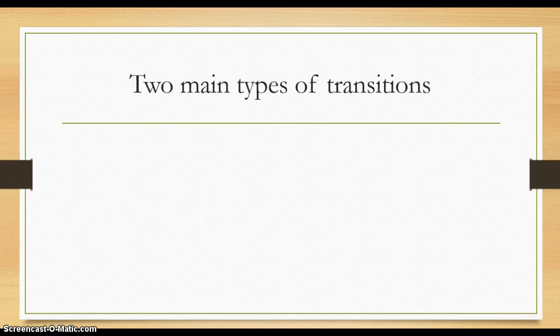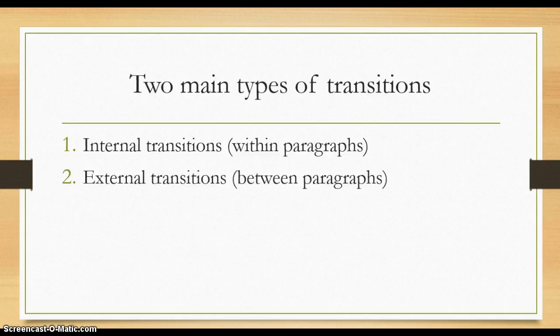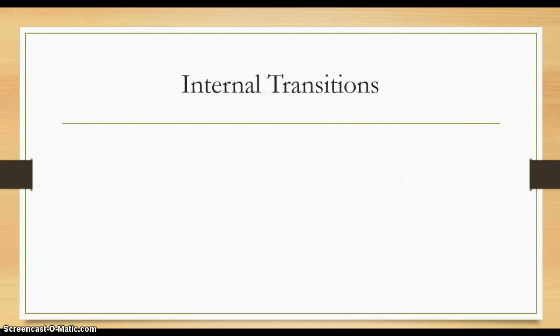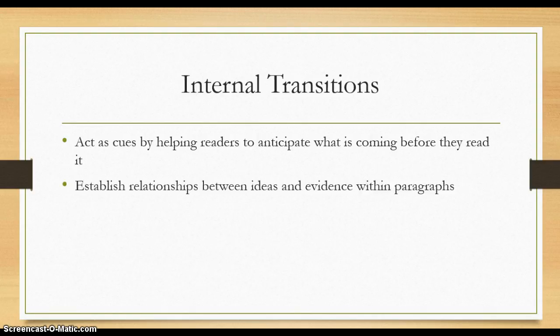There are two main types of transitions that we're going to talk about today. The first being internal transitions, which are transitions used within paragraphs, and then second, external transitions, or those transitions that are used between paragraphs. So internal transitions act as cues by helping readers to anticipate what is coming before they read it. They establish relationships between ideas and evidence within paragraphs. And typically, internal transitions are just single words or short phrases.